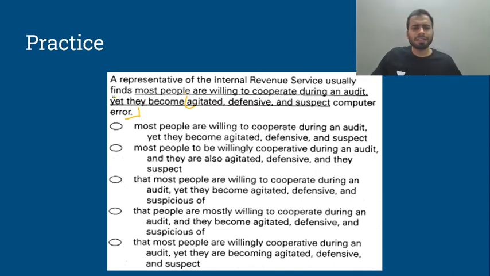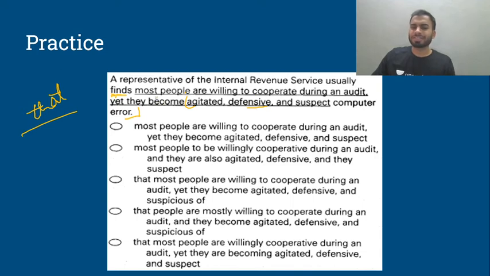Right. So we have fines, right? Representative of the Internal Revenue Service usually finds that, right? We need to insert that for this to be idiomatically complete. Finds that most people are willing to cooperate during an audit, yet they become what? They become agitated, they become defensive, and they become suspect computer error.